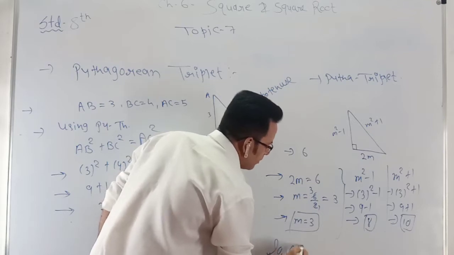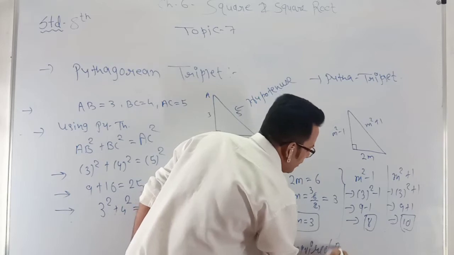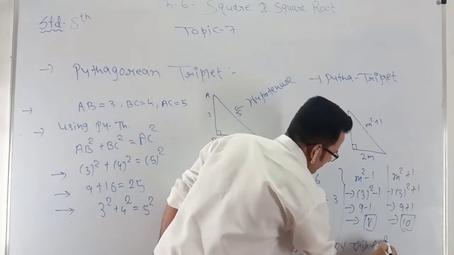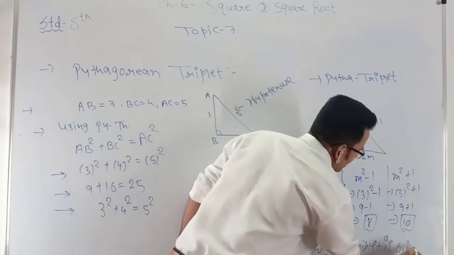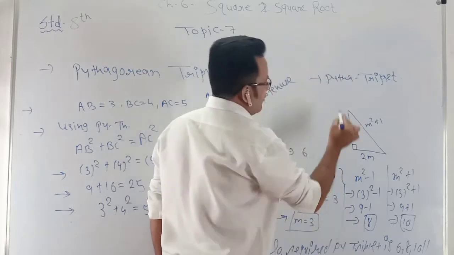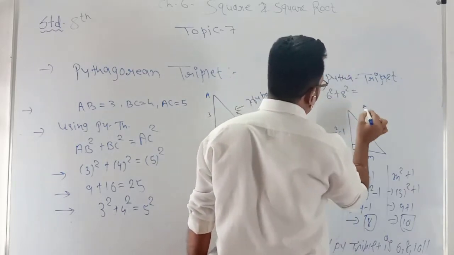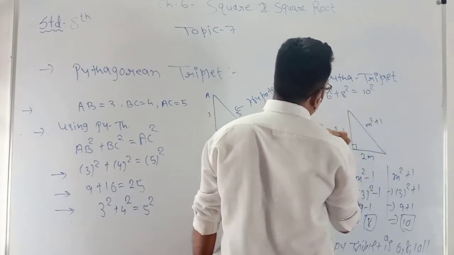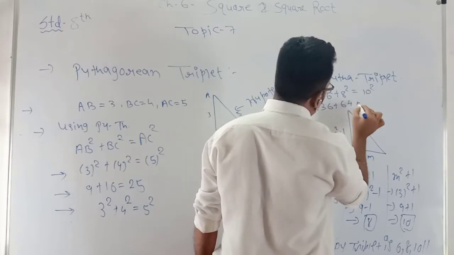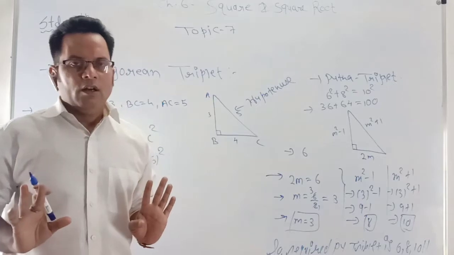So the required Pythagorean triplet is 6, 8 and 10. Now you can confirm it. 6 square plus 8 square is equal to 10 square. How is it? 36 plus 64 is equal to 100. So here it is proved, right?